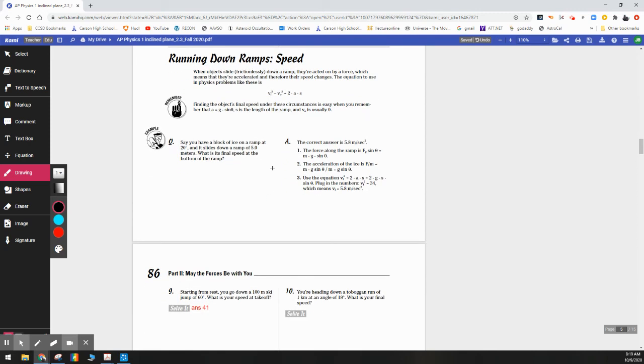The next section here is going to be running down ramps, speed. Okay, speed down a ramp. So suppose we want to find the speed going down a ramp. So again, here's an example up here. Now notice here in this equation, they have s instead of x. Sometimes some teachers or some textbooks will use s instead of x to show distance, but we should be versatile.